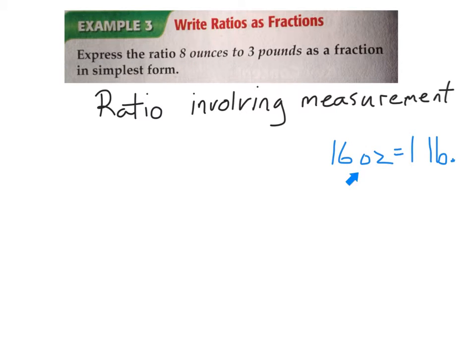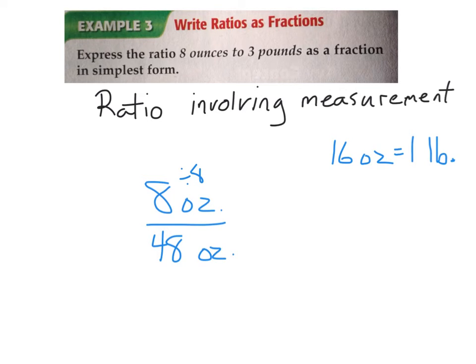Now I know there are 16 ounces in 1 pound. So I either want to change both of these to ounces or both of these to pounds. And it's going to be easier to change this to ounces. So if 1 pound is 16 ounces, I could take 3 pounds, I could times 3 by 16, and that would give me 48 ounces. So 8 ounces to 3 pounds would be the same as 8 ounces to 48 ounces, because 3 pounds is 48 ounces.